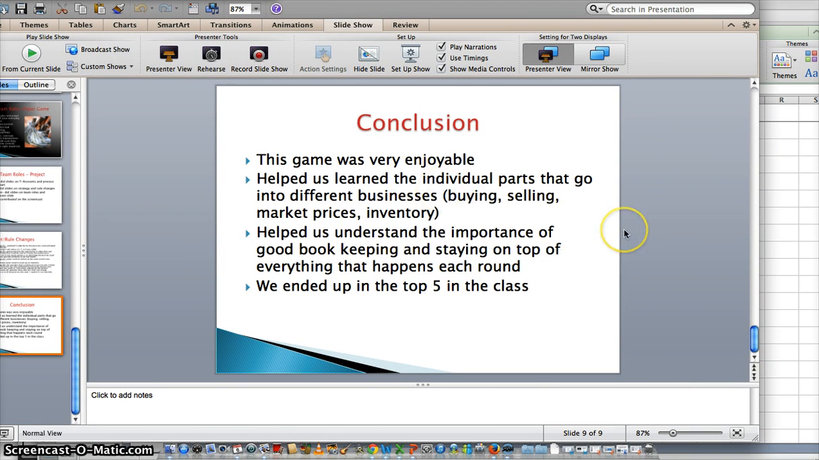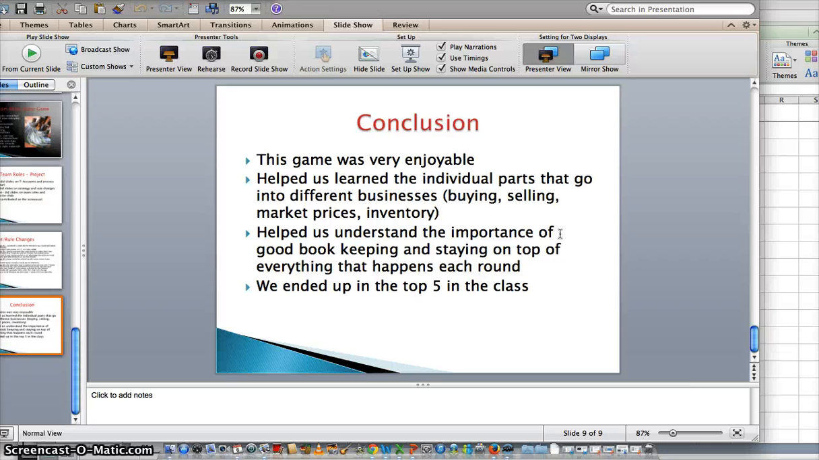In conclusion, this game, we all found it very enjoyable, and it seemed to help us understand the different parts that go into your everyday business, whether it's buying the correct amount of material to stock up your inventory, or selling at the right market, or when the market price is high, and choosing not to sell when the market price is low. It also helped us understand that bookkeeping is very important, because if you don't record everything that you do, then it's very easy to lose track of how much money you're making or how much money you're losing.